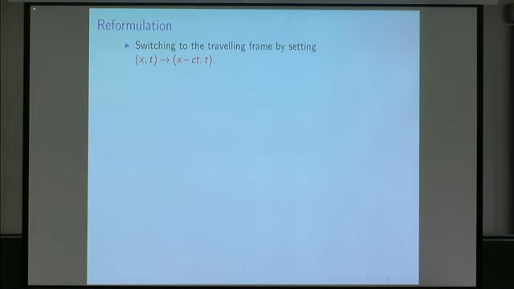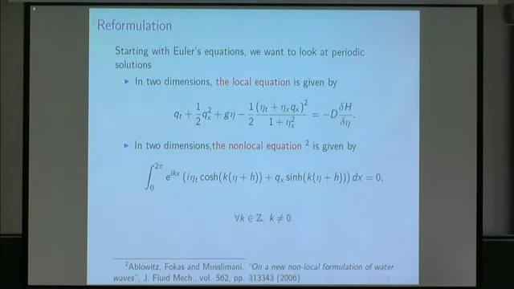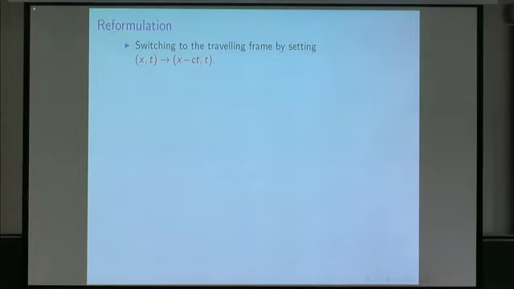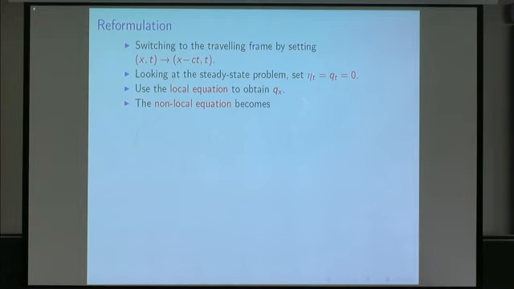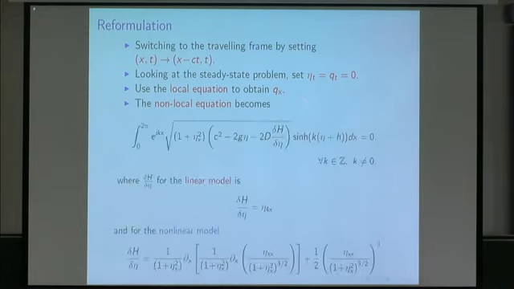Okay, so this is still hard to solve. This is the time-dependent problem, and it's still hard to solve. So let's focus on a traveling frame. Let's move into a frame traveling with speed c, and then we'll look at the steady state. Now we've parameterized our problem by the wave speed c. Then we can use the local equation, obtain the derivative of the velocity potential, plug it into the non-local equation, and you just get one equation.